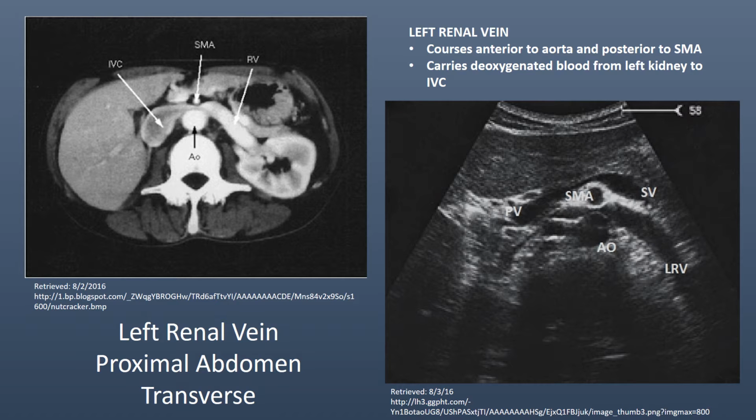So this is a transverse view, or cross-sectional view. We're looking at the level of the left renal vein. And so we're going to start with a CT again.